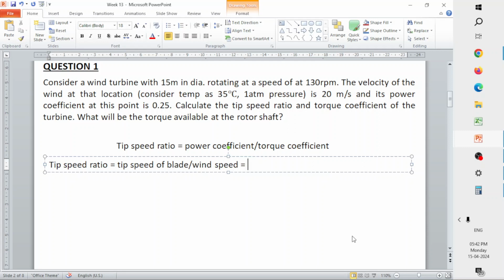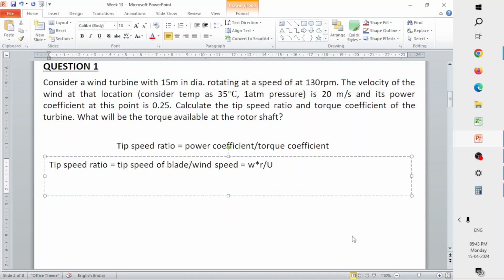So this is expressed as omega times r divided by u. Omega here we do not have in radians per second, they have given it as rotations per minute. So we are supposed to convert this.